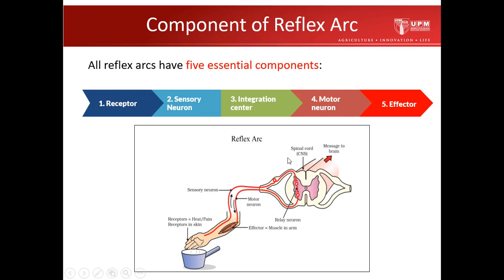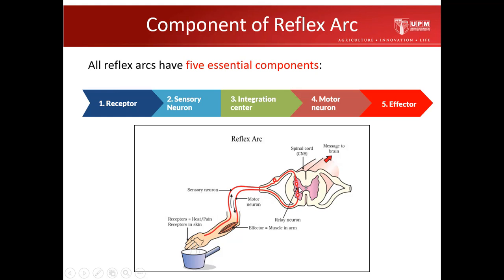Okay, now let's see this picture. This picture talks about the components of the reflex arc. In this picture you can see that this person is touching a very hot pan. So what happens? The receptors, such as heat and pain, are being activated, and this causes the information to be sent over to the spinal cord through the sensory neuron.